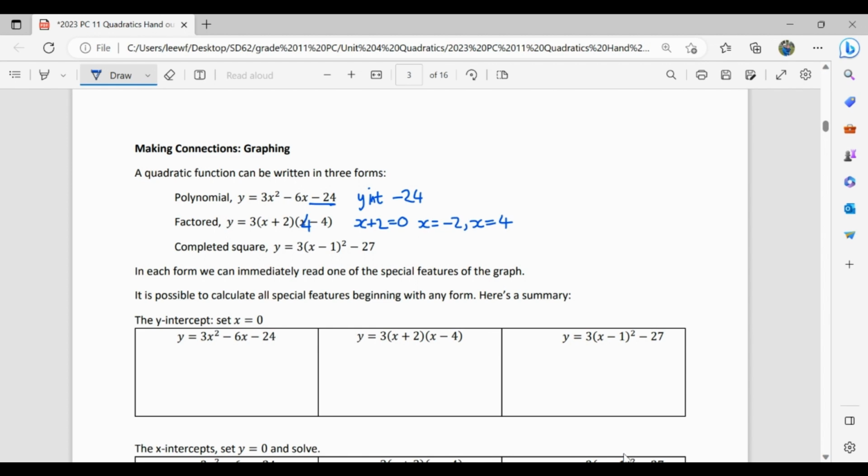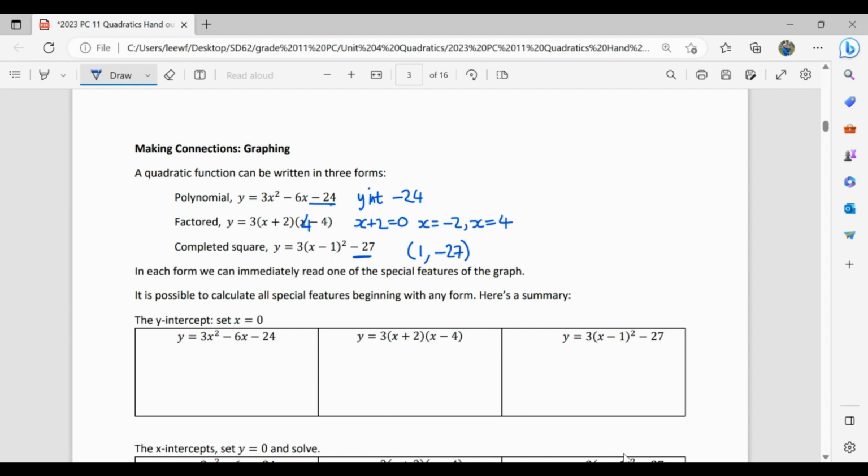In completed square format, we read the coordinates of the vertex. The x-coordinate of the vertex is 1. When we substitute 1 in the bracket, we get 0, which is the smallest square number, therefore the minimum value of y. So the x-coordinate is 1 and the y-coordinate is negative 27. These are values that we can read directly from each of these formats.